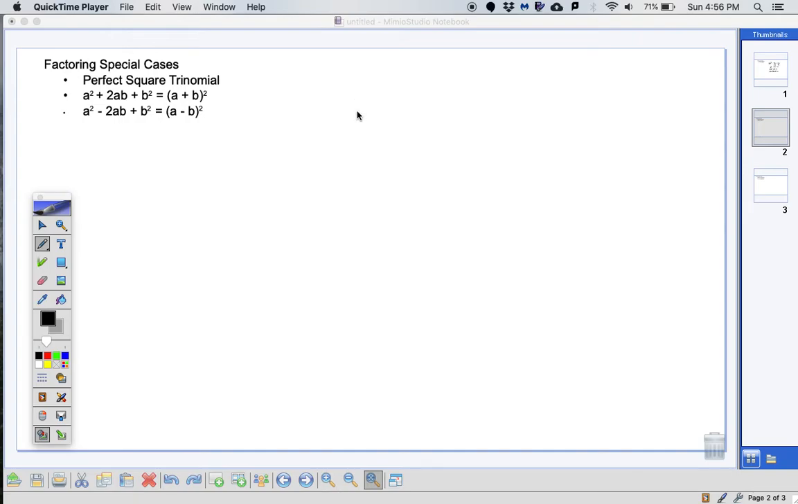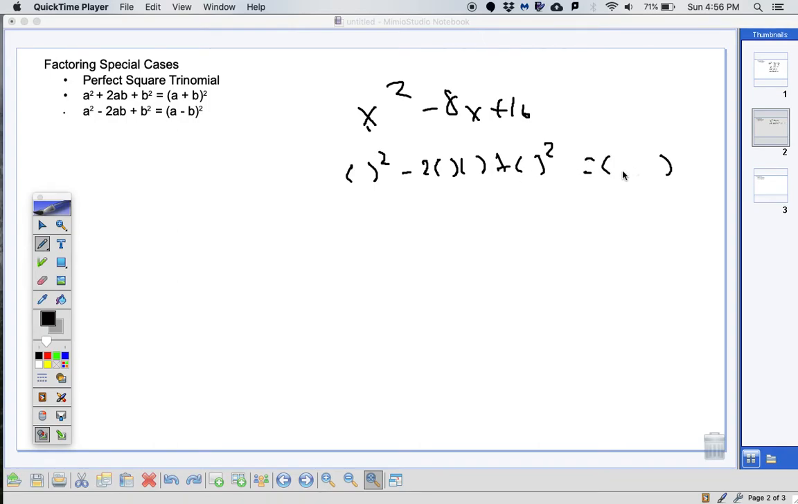So let's say that I have x squared minus 8x plus 16. So I'm looking for something squared minus twice those same numbers plus something squared. Because if I can find this, my answer is simply those two things squared.